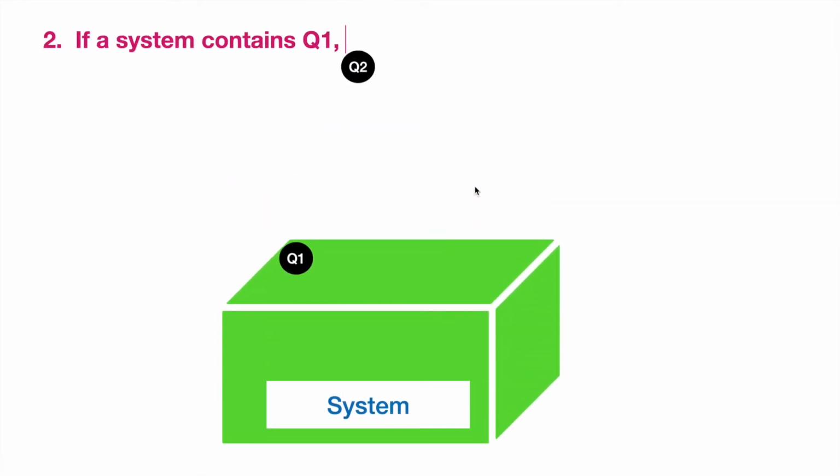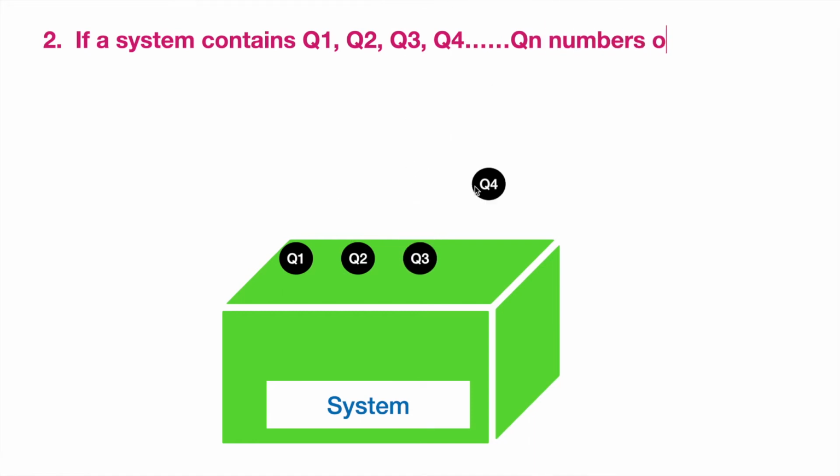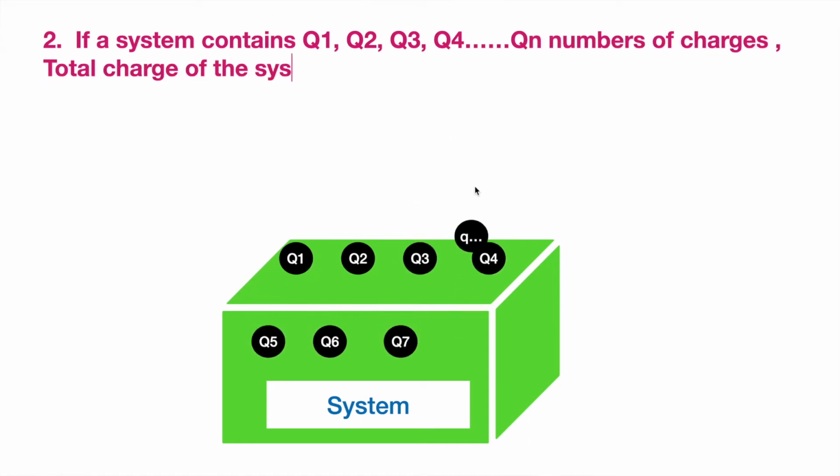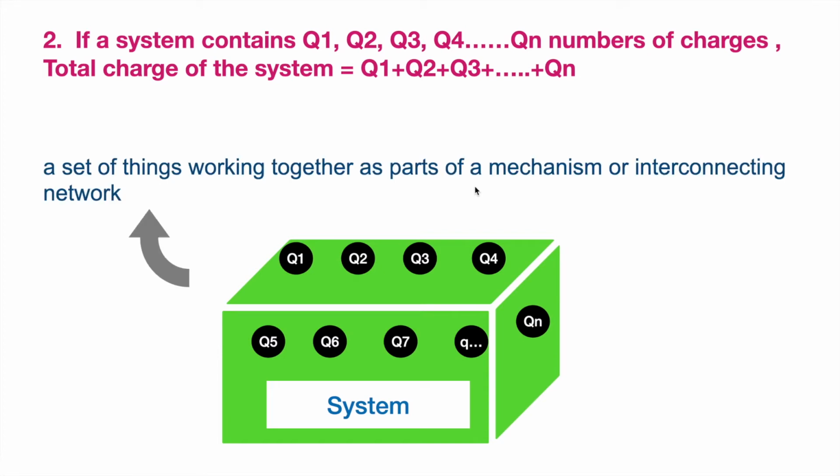So coming to the second property, which tells us about the additivity of charge. If a system contains Q1, Q2, Q3 up to Qn number of charges, then the total charge on the system can be represented as the algebraic sum of individual charges on the system. Here, the system means a set of things working together as a part of a mechanism or interconnecting network.